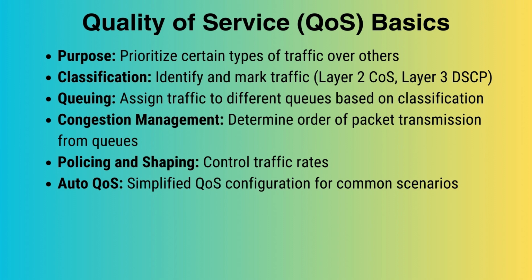Traffic can be classified using Layer 2 CoS or Layer 3 DSCP markings. Once classified, traffic is placed into queues, with higher priority traffic getting faster service. Policing and shaping mechanisms control the rate of traffic, ensuring that network resources are used efficiently.